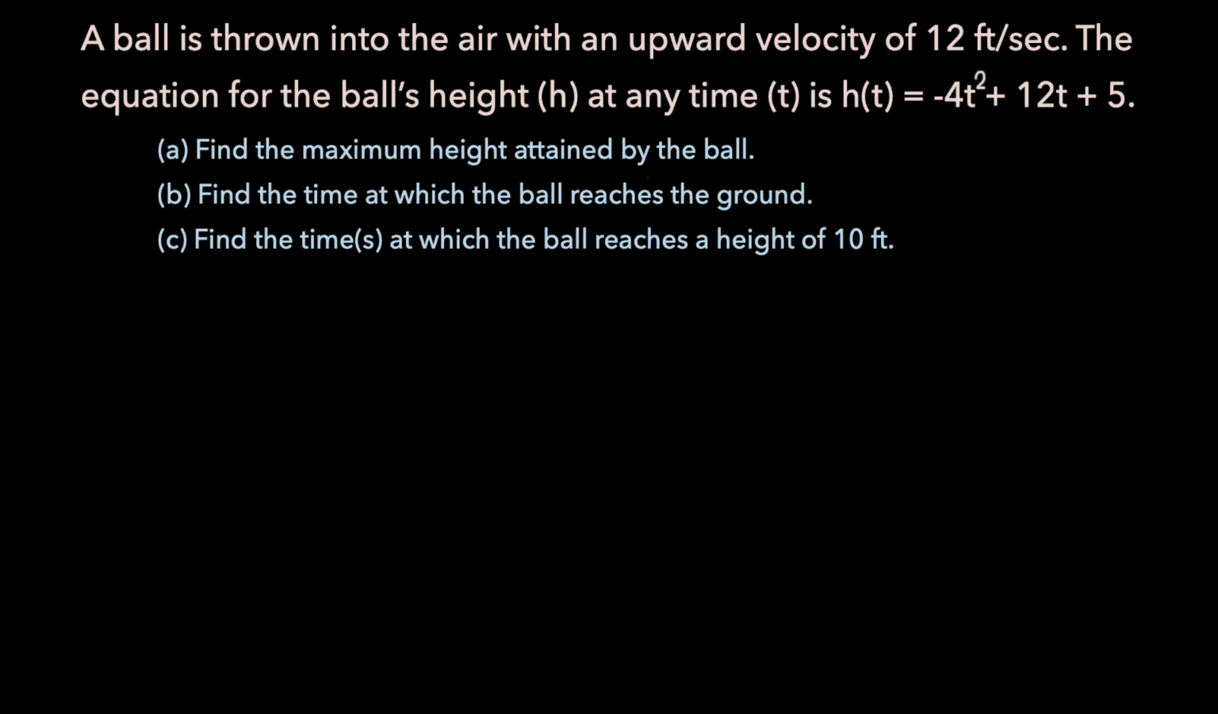In this video, we'll be taking a look at the following problem. A ball is thrown into the air with an upward velocity of 12 feet per second. The equation for the ball's height h at any time t is h of t is equal to negative 4t squared plus 12t plus 5.